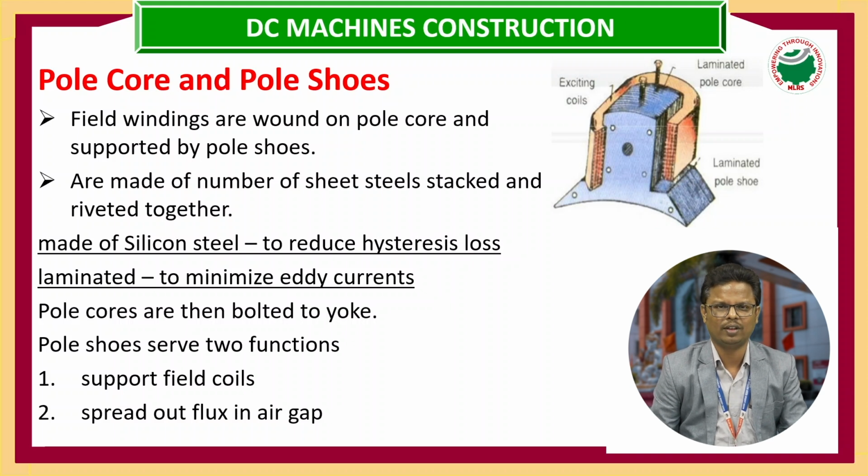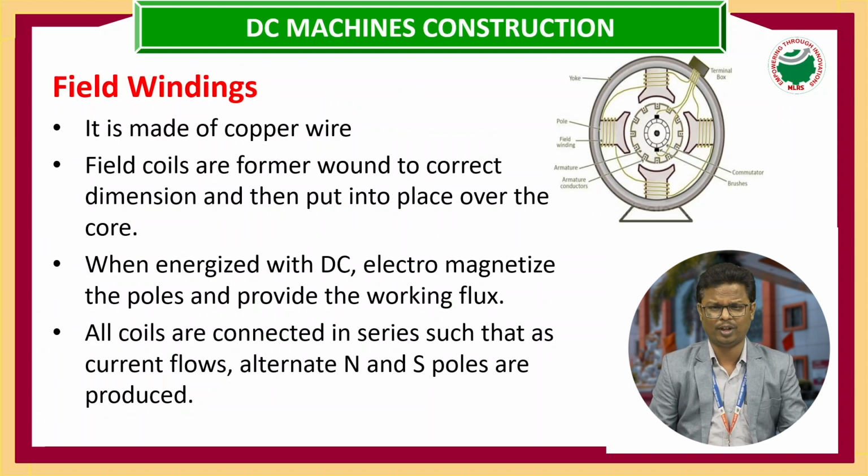So when the coil is carrying the current, the pole core will act as a magnet, and the pole shoe will distribute the flux uniformly. This pole shoe is in the shape of an arc, and it will cover 3/4 of the area of the armature core. And the next part is field winding.